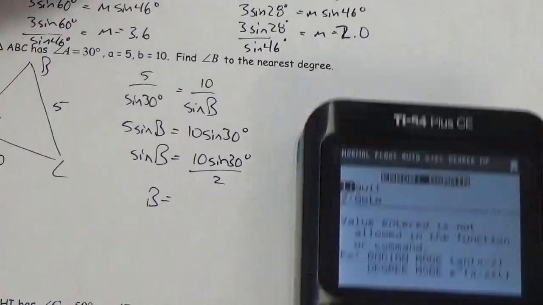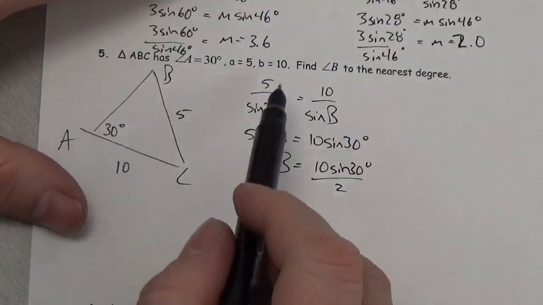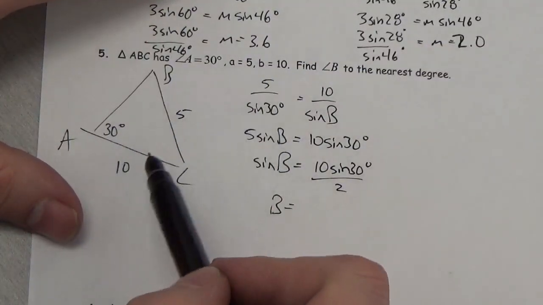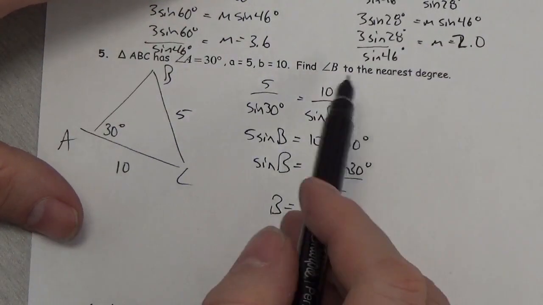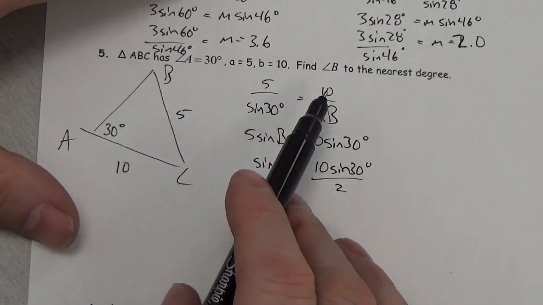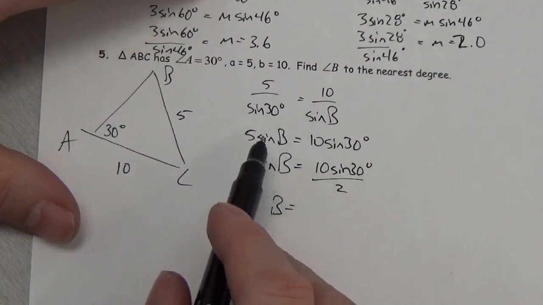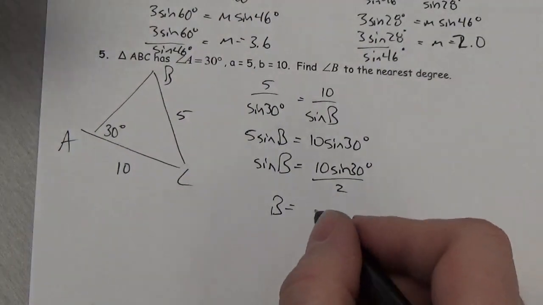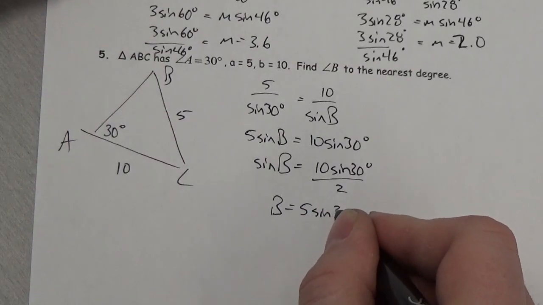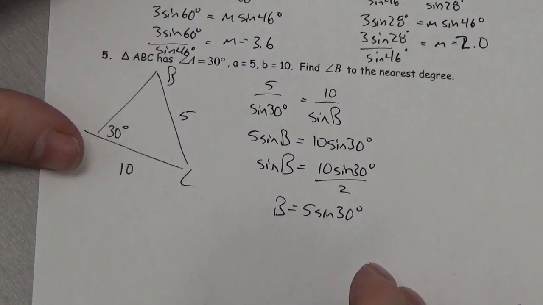Oh, well I got an error. Okay, let's think that through again. Let's just see what happened here. So let's take a look at the scenario. A is 30 degrees. Little a is 5, b is 10. Okay, find angle B. Let's make sure we set this up right. 5 over the sine of 30, 10 over the sine of b. I cross multiplied, divided. Okay. 5 times the sine of 30 degrees. That seems right here, but I'm not getting a solution when I do that.